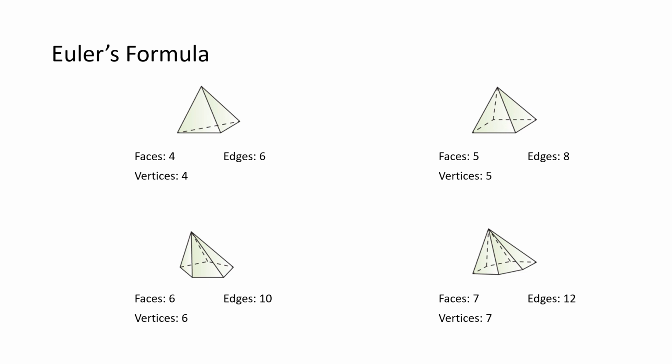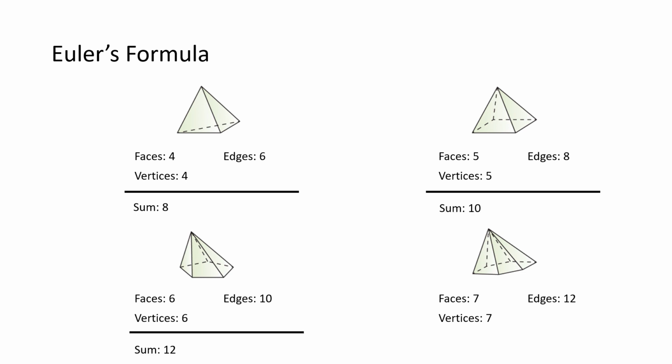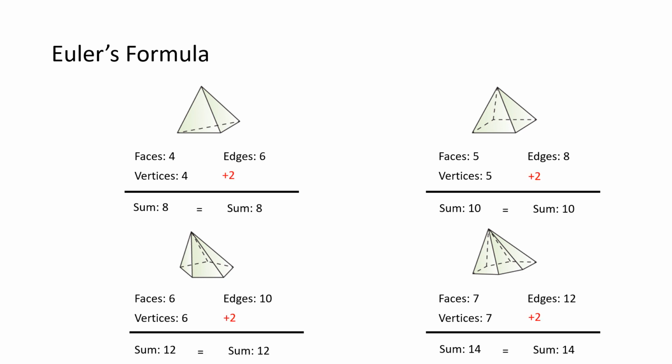If I add the faces and the vertices of the first pyramid, I get 8. If I add the faces and vertices of the second pyramid, I get 10. For the third, I get 12. And for the fourth, I get 14. Notice that all I have to do is add 2 to the number of edges, and I have the same number. We express this relationship using Euler's formula and write it as the number of faces plus the number of vertices equals 2 plus the number of edges.